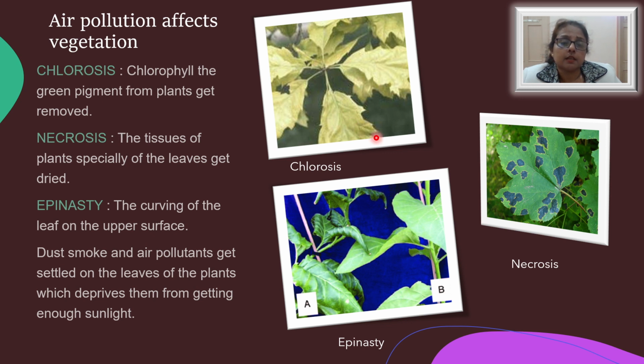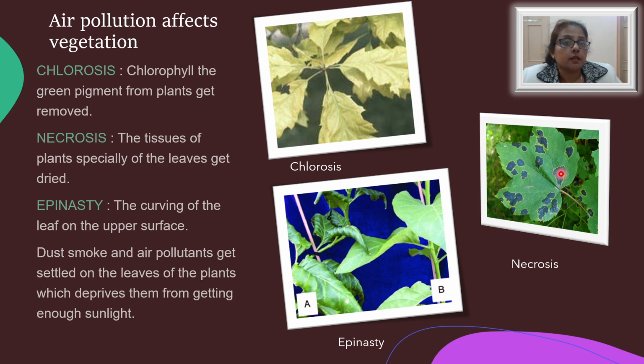So it is very evident that the plant is not likely to survive, because it is the leaves which are responsible for producing food for the plants. If they are deprived of chlorophyll, then it is very likely that they will not be able to prepare food for the plants, and that will ultimately lead to the withering of the plants. Necrosis occurs when the tissues of the plant, especially the leaves, get dried up.